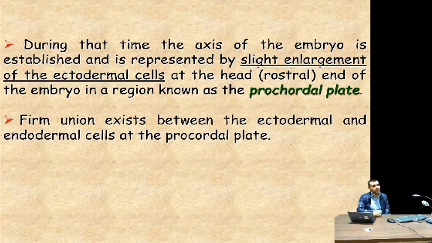During that time the axis of the embryo is established and is represented by the slight enlargement of the ectodermal cells at the head, or rostral, end of the embryo in a region known as the prechordal plate. A firm union exists between the ectodermal and endodermal cells at the prechordal plate.